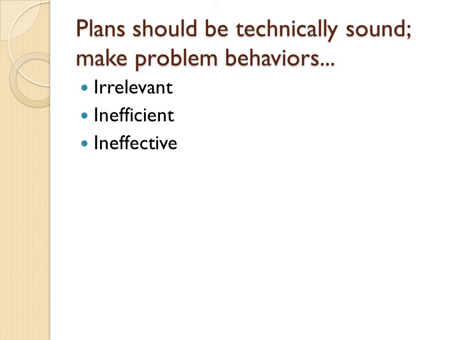So when we talk about making problem behaviors irrelevant, ineffective, and inefficient, we do that by identifying the reinforcer and trying to reduce that. It's often impossible to eliminate all reinforcement for problem behavior, but we can make it much less reinforcing. Also, we want to teach new behaviors that are going to work better. In other words, the new behaviors are going to be more efficient than the problem behaviors.